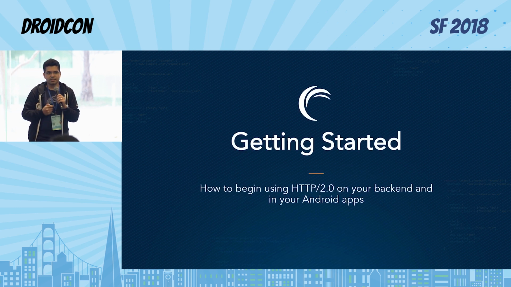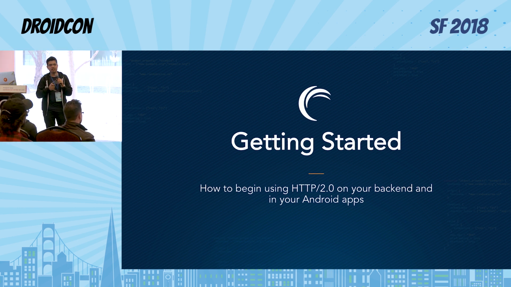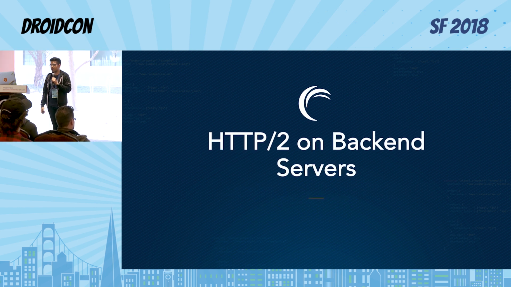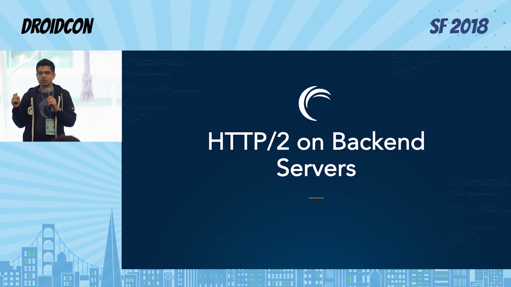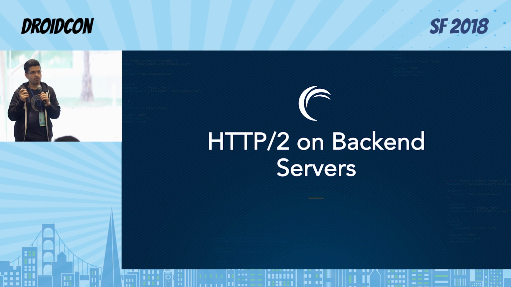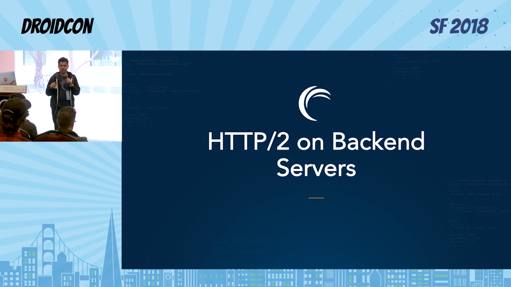Now, how to get started, how to begin using HTTP2 on your backend servers and your applications. So quick things, we'll first look at how to get HTTP2 running on backend servers. You may have your own APIs, or you may be using a third-party API or Firebase. So if you have your own backend, almost all of the latest web servers like Apache or Tomcat or even Microsoft IIS support HTTP2. All you need to do is just somehow get your servers upgraded. I won't delve into that. And they'll start supporting HTTP2.